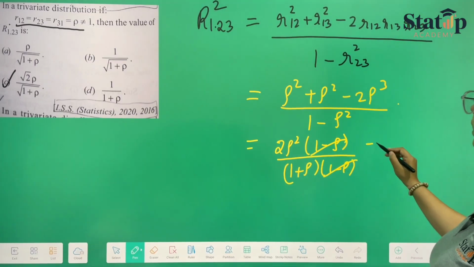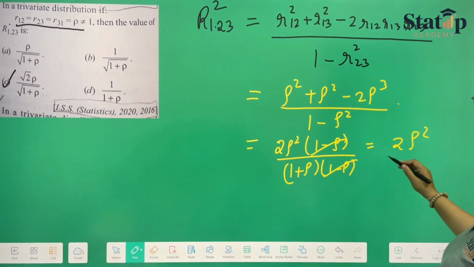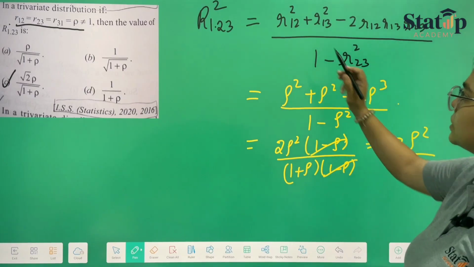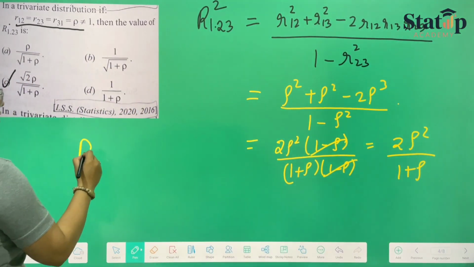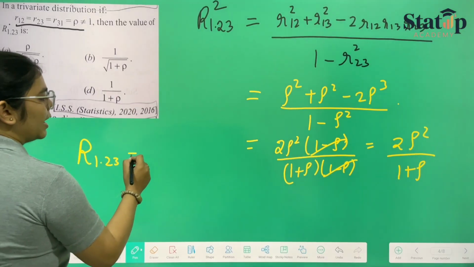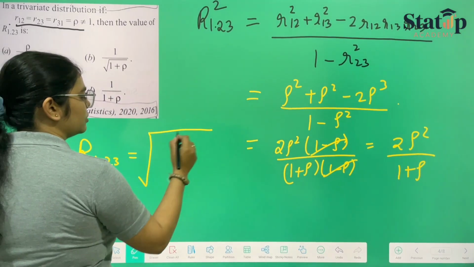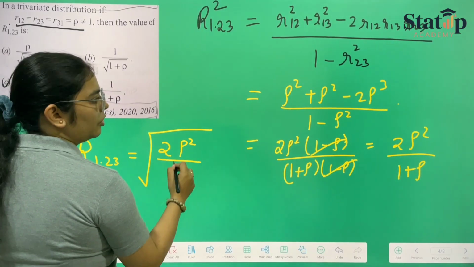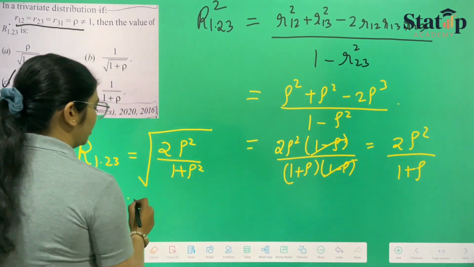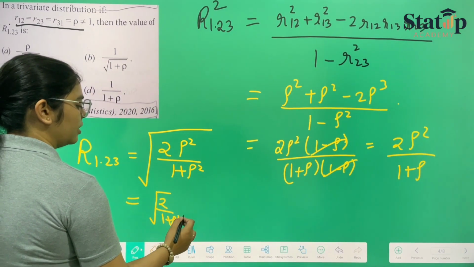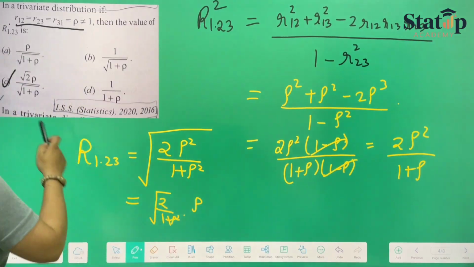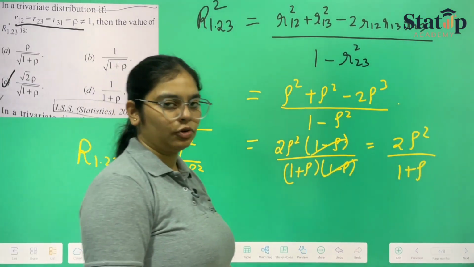This 1 minus rho will get cancelled and we will be getting 2 rho square upon 1 plus rho. But this is the value of r square 1.23. If we have to calculate the value of r 1.23, we have to take the under root of that value, which is root of 2 rho square upon 1 plus rho square, which will be nothing but root 2 upon 1 plus rho square into rho, which is our option number C, which I have told you earlier.